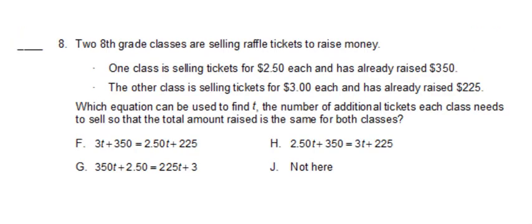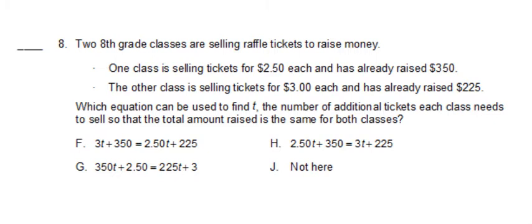Number 8. 2 8th grade classes are selling raffle tickets to raise money. One class is selling tickets for $2.50 each and has already raised $350. The other class is selling tickets for $3 each and has already raised $225. Which equation can be used to find T, the number of additional tickets each class needs to sell so that the total amount raised is the same for both classes?